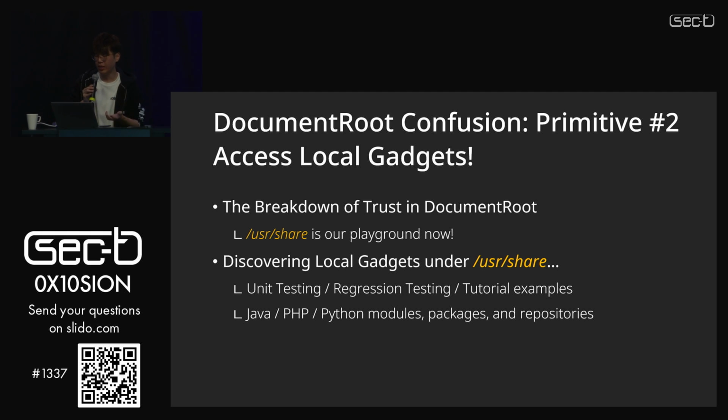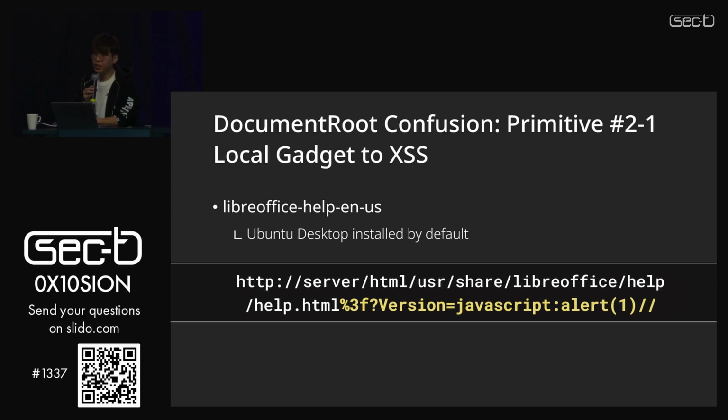So the next step is to find out what files we can leverage. Actually, there are a lot of files we can leverage, such as the existing tutorials, the unit test files, and even packages from programming languages can become our gadgets. So the first gadget we are going to demonstrate is abusing LibreOffice, which is installed by default on the Ubuntu desktop.